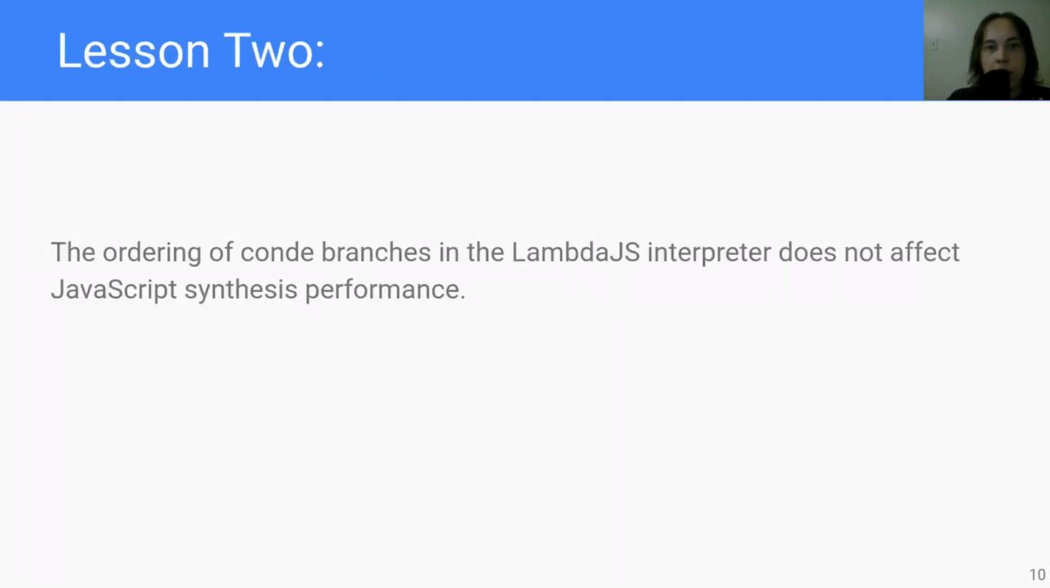Lesson 2. The ordering of condy branches in the LambdaJS interpreter does not affect JavaScript synthesis performance. This one is pretty straightforward, leading from the previous one. Usually the way you optimize relational code is by arranging condy branches. However, since the LambdaJS code itself is generated by the parser, the only thing left for the interpreter is to execute it. In fact, very few decisions are made by the interpreter, and therefore the order of condy branches in the interpreter does not matter. Conversely, the order of branches in the parser matters a lot.